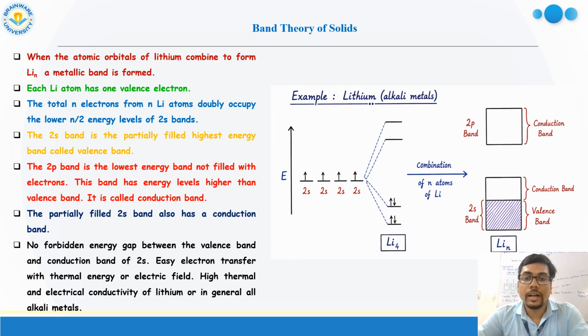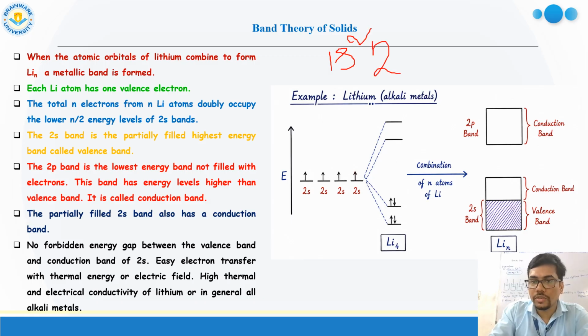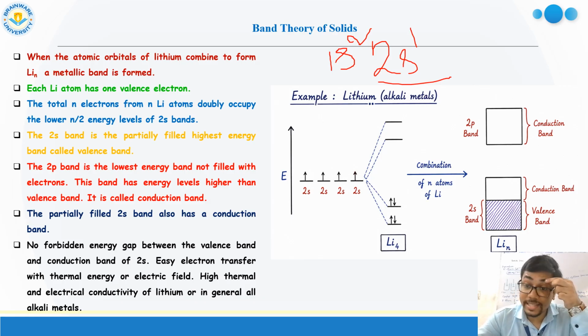Now if I talk about a simple example, suppose we are considering an alkali metal like lithium. Okay, so what is the electronic configuration of lithium? Lithium is 1s2 2s1, right? So which one is the valence shell? 2s is the valence shell. So this contains one valence electron.